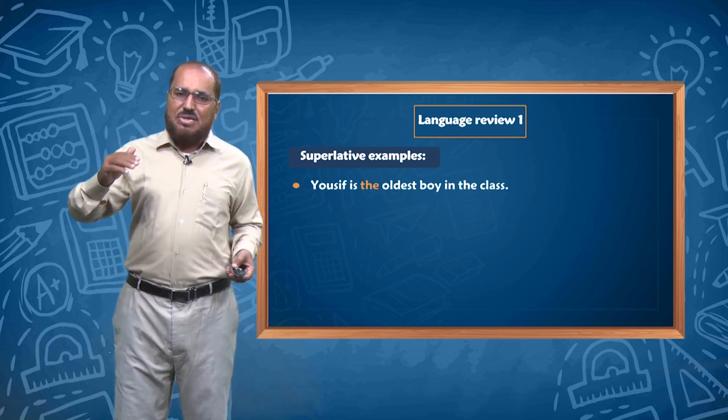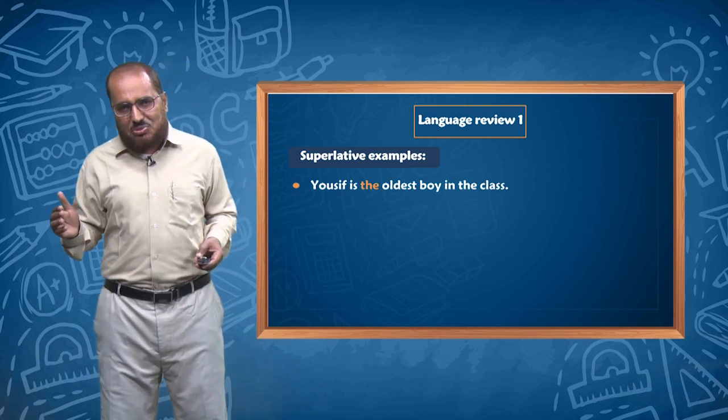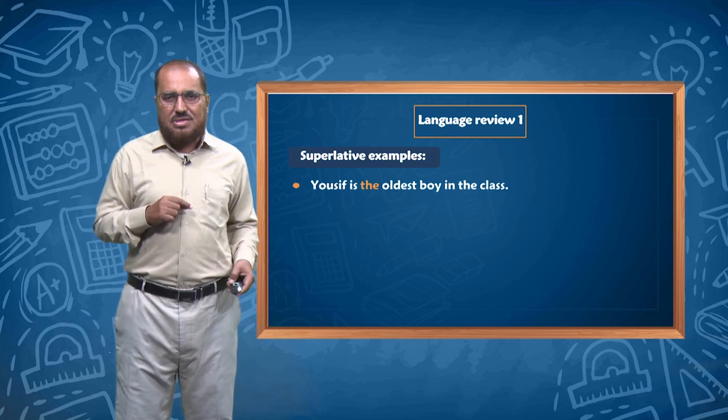Yusuf is the oldest. Maybe the class students are between 17, 18, 20. Yusuf is 22. So Yusuf is the oldest of them all. Here is a superlative.